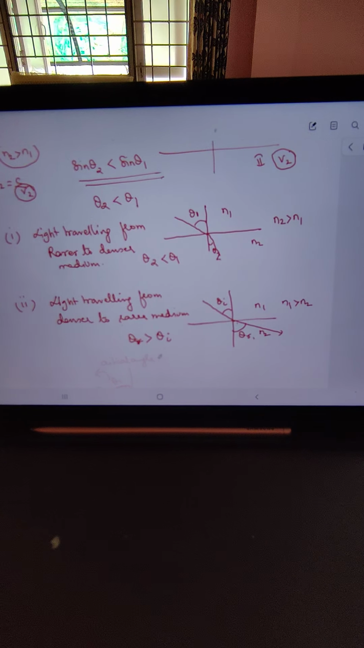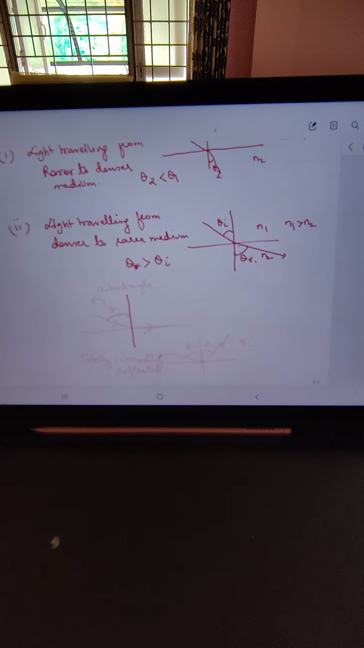See, what would happen if I continue to increase theta I? In the second case, when the light is traveling from denser to the rarer medium, what would happen is that the refracted ray is almost grazing the surface. Because as you increase the angle of incidence, the angle of refraction also increases, and a point would come wherein it would just go tangentially to the surface.